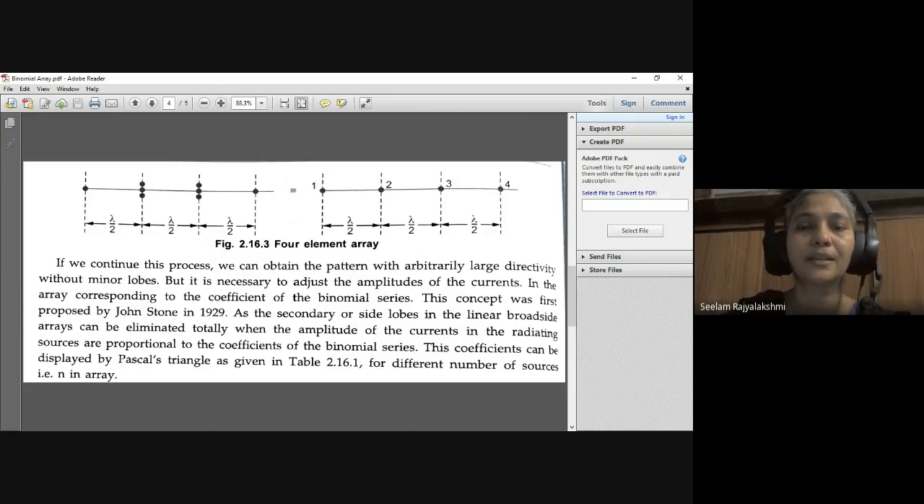So we can easily reduce the side lobes by arranging and by decreasing the distance, so that we cannot observe any side lobes here. This is a method which was proposed in 1929 by Johnstone. So the concept was first proposed by Johnstone in 1929. So we cannot observe any side lobes in the linear broadside arrays.